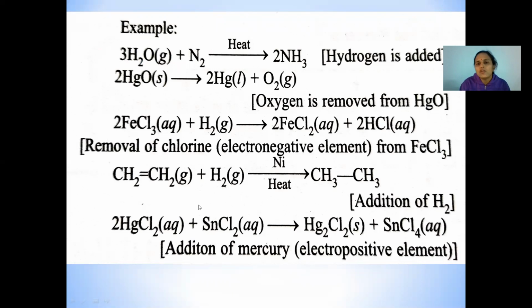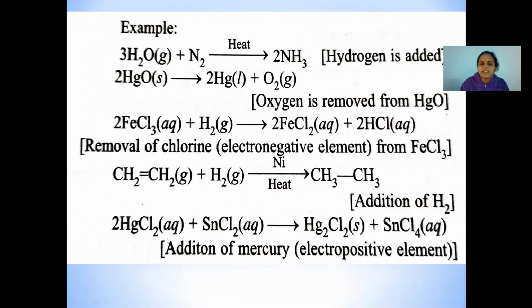Second is removal of oxygen. 2HgO gives 2Hg plus O2. So here you see oxygen is removed, and it is a process of reduction. Removal of an electronegative element. Here you can look at the example. 2FeCl3 plus H2 gives 2FeCl2 plus 2HCl. So removal of chlorine, that is an electronegative element, from FeCl3 is an example which comes under reduction.